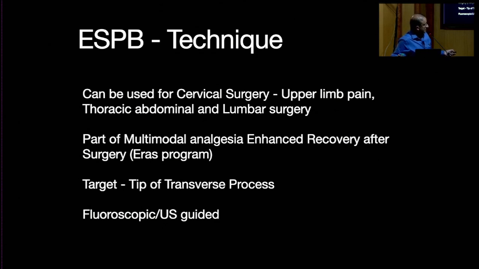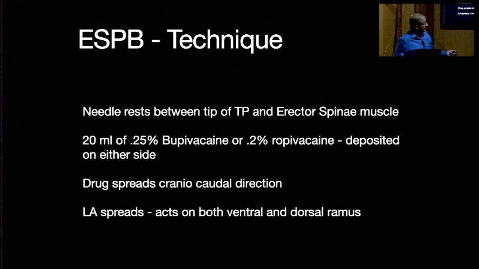So part of it is ESP block, like for all of us, it can be utilized as multimodal analgesia. So it is part of the ERAS program now. The target is the tip of the transverse process. You can do it fluoroscopic or ultrasound guided. The needle rests on the tip of the transverse process below the erector spinae muscle. And I personally use 20 ml of ropivacaine, 0.2%, deposited on either side.